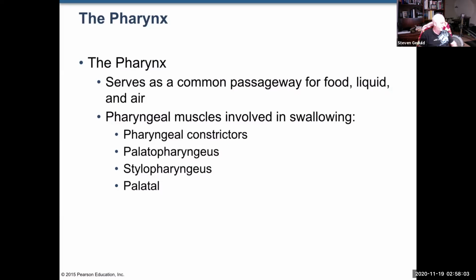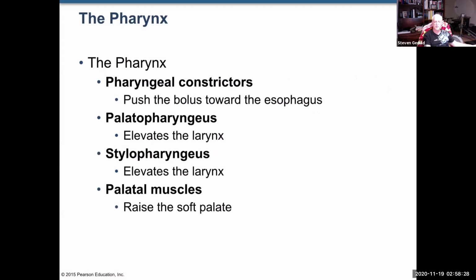The pharynx is a back area that connects the mouth to the esophagus. It serves as a passageway for food, liquid, and air. Pharyngeal muscles are involved in swallowing. They force the food from the oral cavity down towards the esophagus. You have pharyngeal constrictors. You've got the palatopharyngeus, the stylopharyngeus, and the palatal muscles. Those are the muscles that are involved in swallowing.